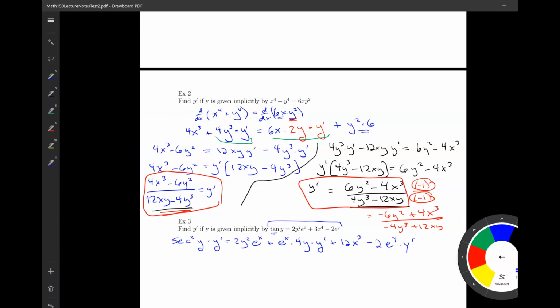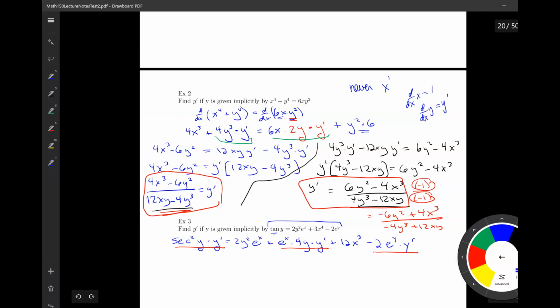Yeah, something I forgot to say. You're never going to say x prime, right? If you're taking the derivative with respect to x of x, you get 1, right? If you're taking the derivative with respect to x of y, that's when you get y prime. All right, so let's identify where my y prime terms are. They're big, right? So I see 2 of them over here and just 1 over here.